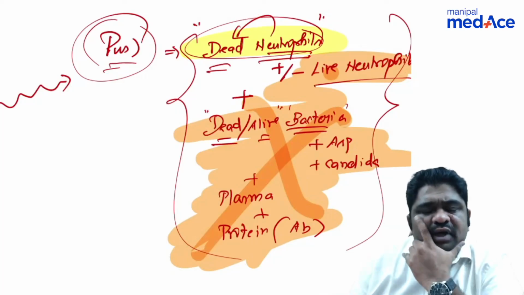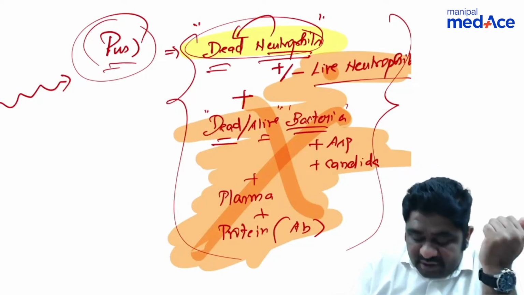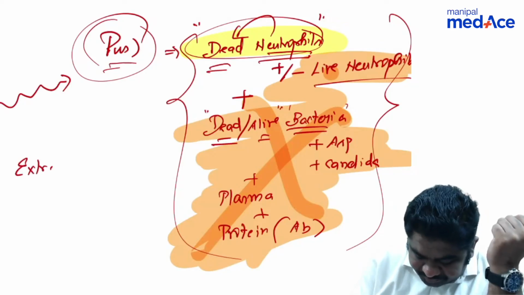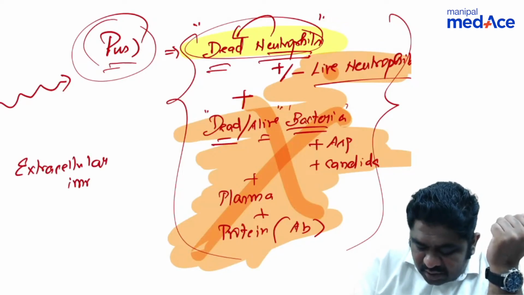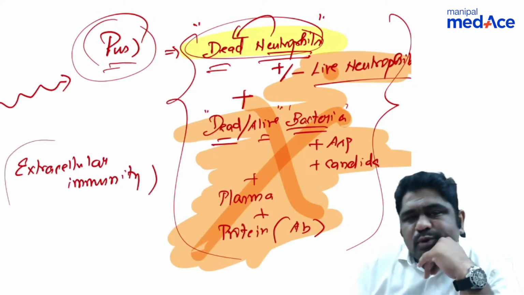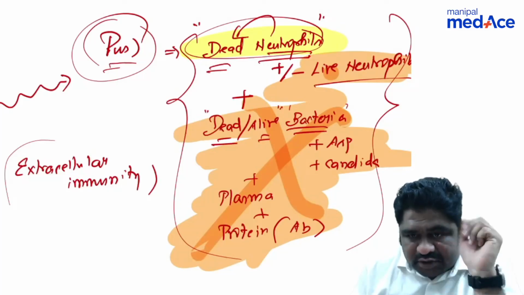Now, what kind of immune system is neutrophil? Neutrophil will be extracellular immunity. Neutrophil will always be tackling extracellular immunity. Extracellular immunity would mean what? Extracellular immunity is actually basically the humoral immune response.